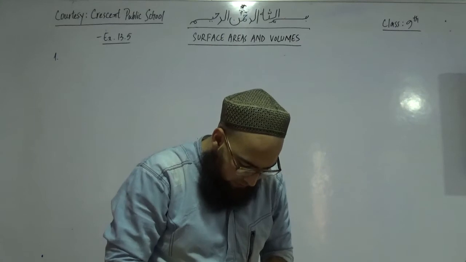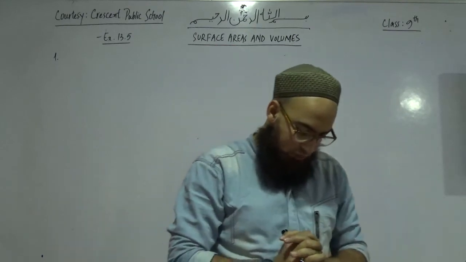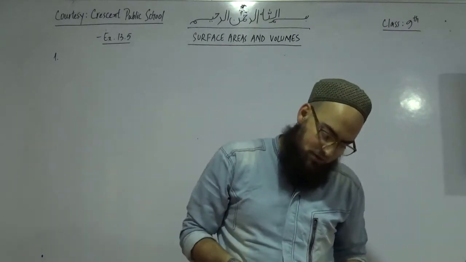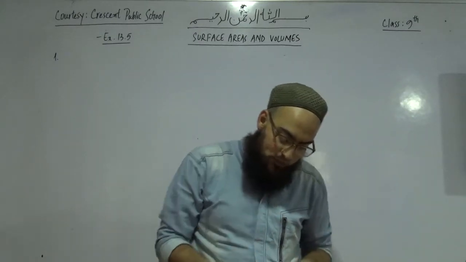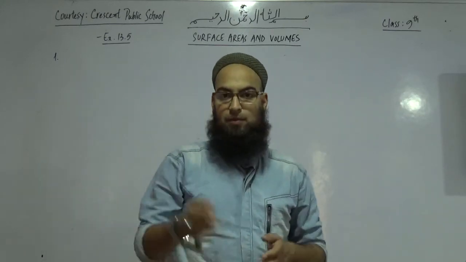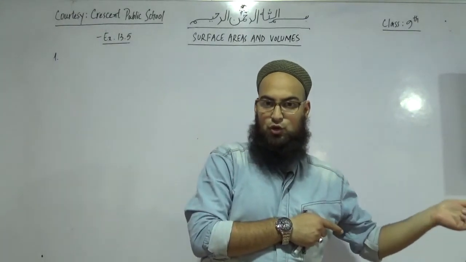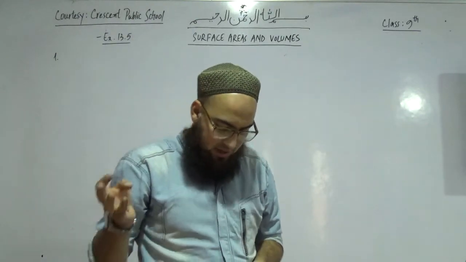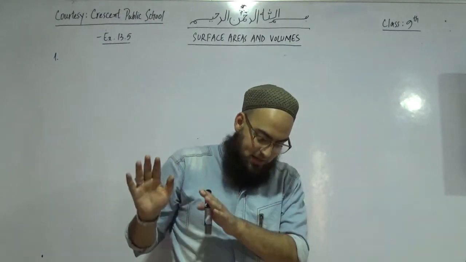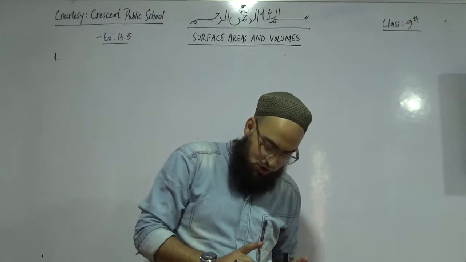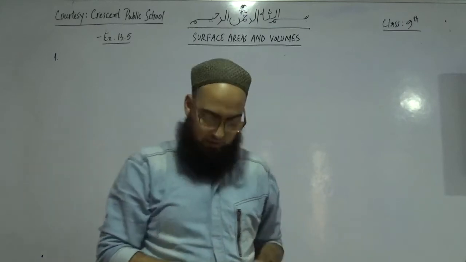A cuboidal vessel is 10 meter long, 8 meter wide. How high must it be to hold 380 cubic meters of liquid? Again, it's an easy question. Length is given 10 meter, breadth is given 8 meter, volume is given 380 cubic meter. Now apply volume of cuboid, length times breadth times height, and equate that to 380. So 10 times 8 times h is equal to 380. So h is equal to 380 divided by 10 times 8. So you'll get the answer easily.